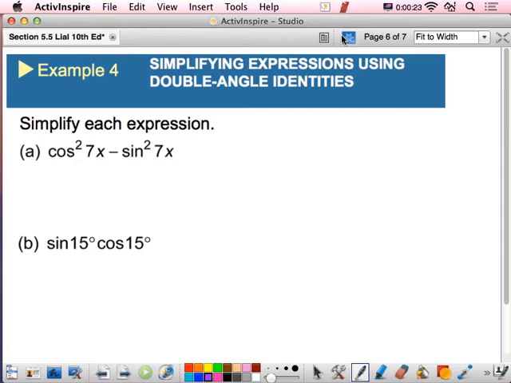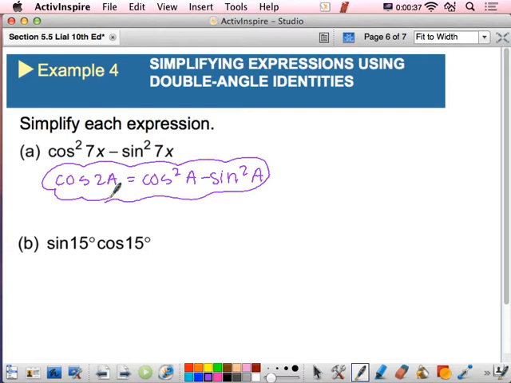It looks the most like the first one, so cosine of 2a equals cosine squared of a minus sine squared of a. Does that make sense? So basically, what you were given here looks like the right side of that. Does that make sense? Okay. In order for this to be the right side, what does the left side have to be?